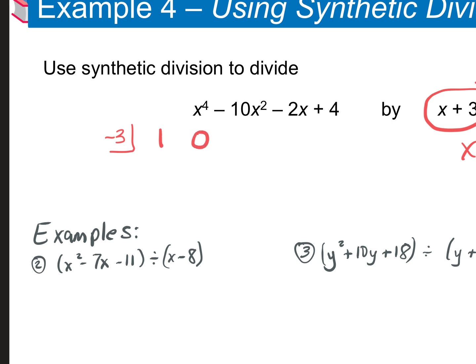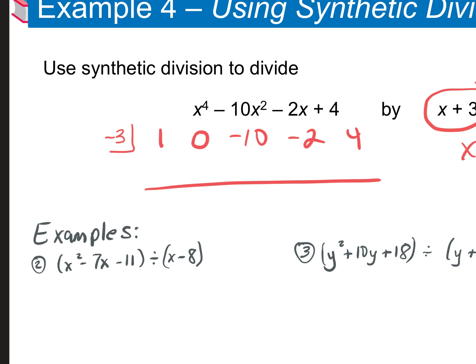What's the coefficient of x squared? 0. Negative 10. What's the coefficient of x? Negative 2. What's the constant? 4. If there is not an exponent represented, you guys have to put the 0. You have to. Now with synthetic division, we're going to do the same thing every time.